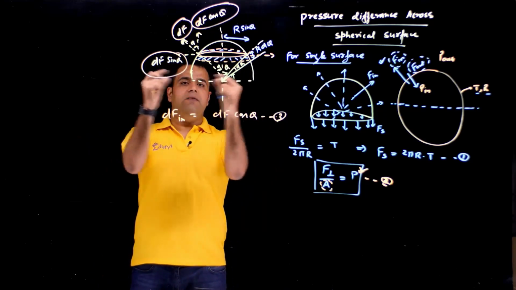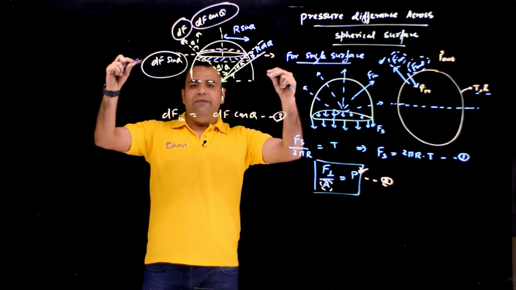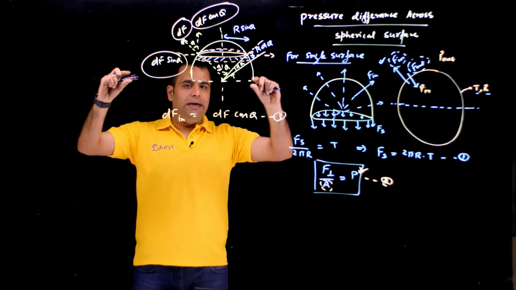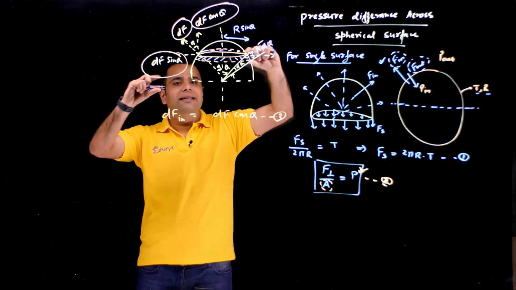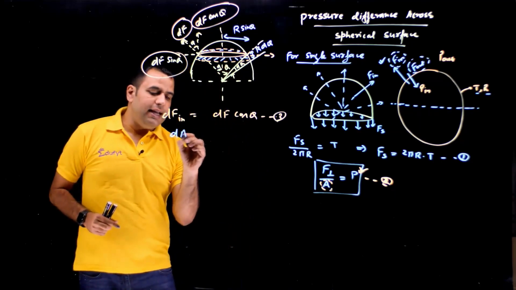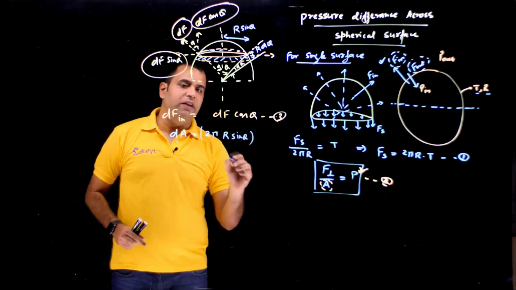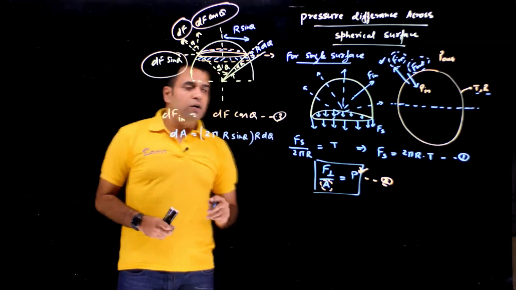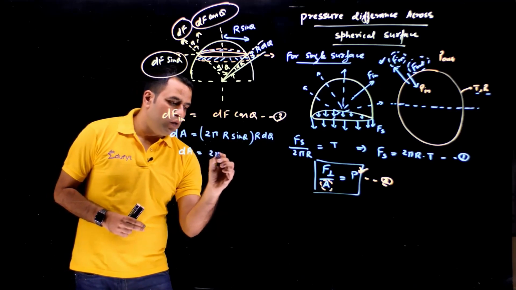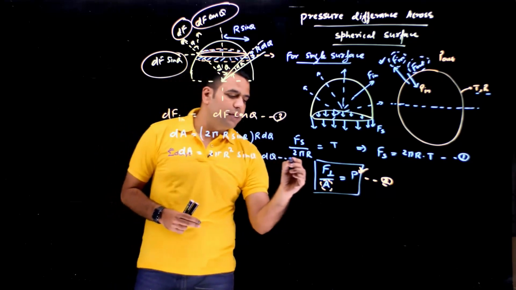This is a circle. To calculate the area of this circle, we cut the circle and open it. When we cut the circle and open it, it will look like a rectangle, and we know how to calculate the area of a rectangle: total length multiplied with width. This R d theta is the width and the total length will be equal to the length of the periphery. So dA will be 2 pi R sin theta, which is the length of the periphery, multiplied with R d theta, which is the width of this circle. So this dA will become 2 pi R square sin theta d theta. That is my equation 4.